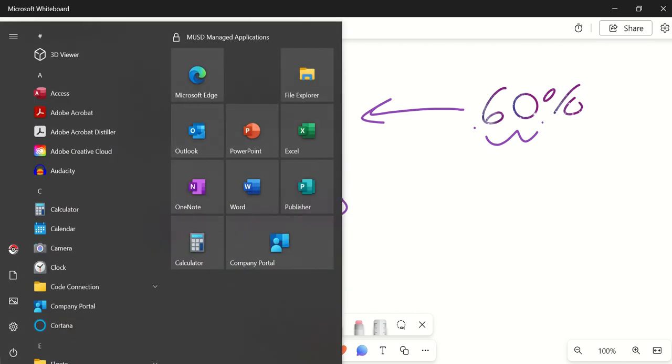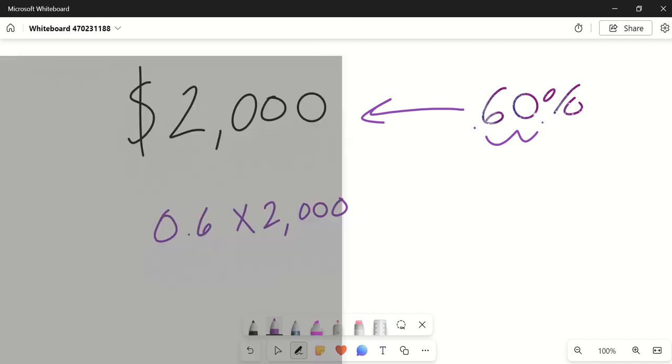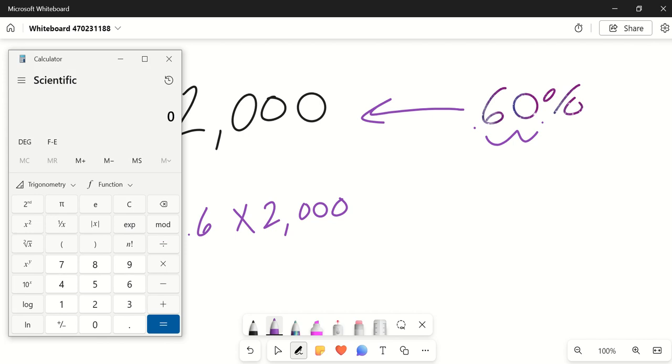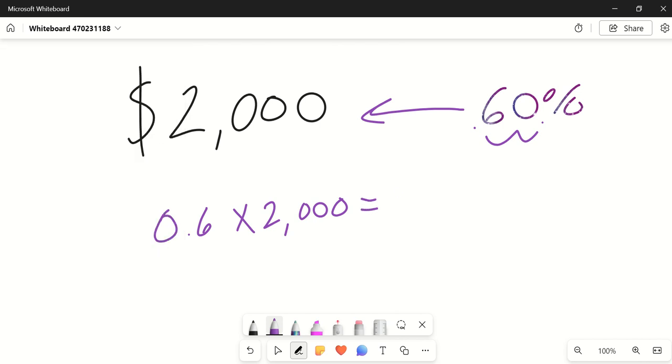And I'm going to show on a calculator what that would do. 2,000 multiplied by 0.6 will give me 1,200, like it said before. So 60% of 2,000 is 1,200.